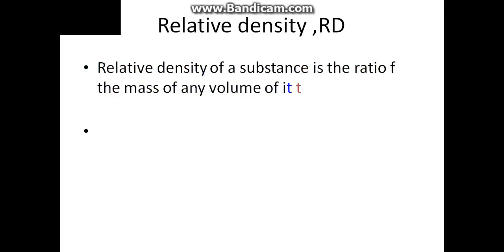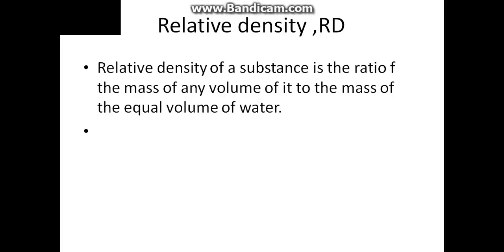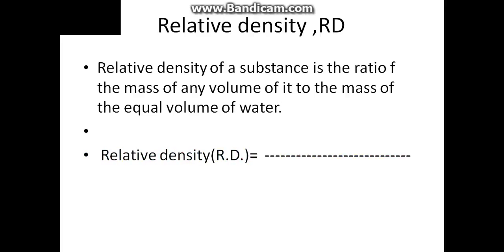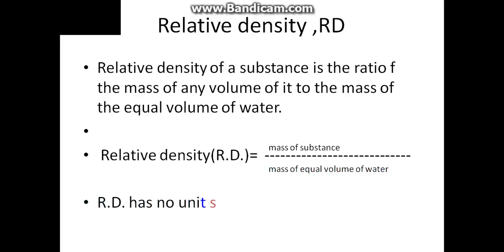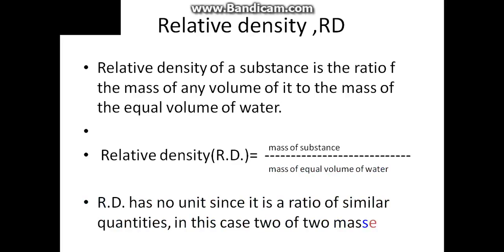Relative density, RD. Relative density of a substance is the ratio of the mass of any volume of it to the mass of equal volume of water. Relative density RD is equal to mass of substance over mass of equal volume of water. Relative density has no unit since it is a ratio of similar quantities. In this case, two masses.